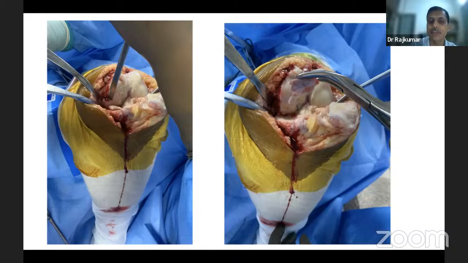The moment this osteophyte comes out, your MCL gets lax because the kinking effect is gone. So in fact, you don't need to do much release at all. Most of the time, you will not need a release. This way, you are protecting the MCL and you are also preventing the avulsion injury.